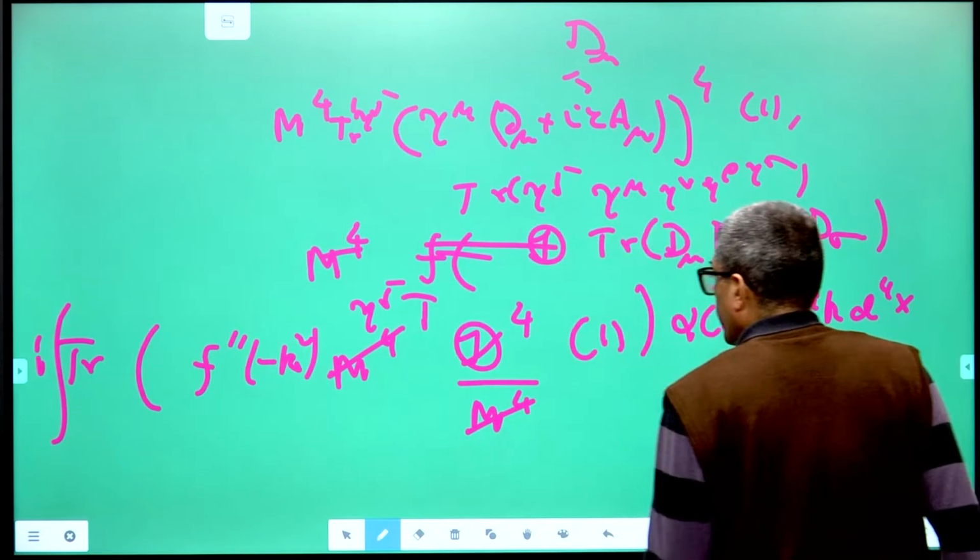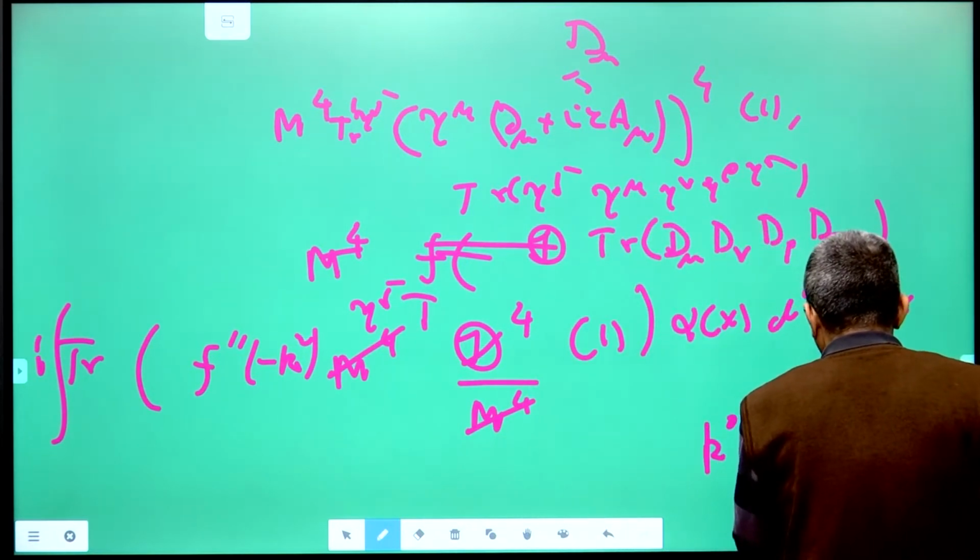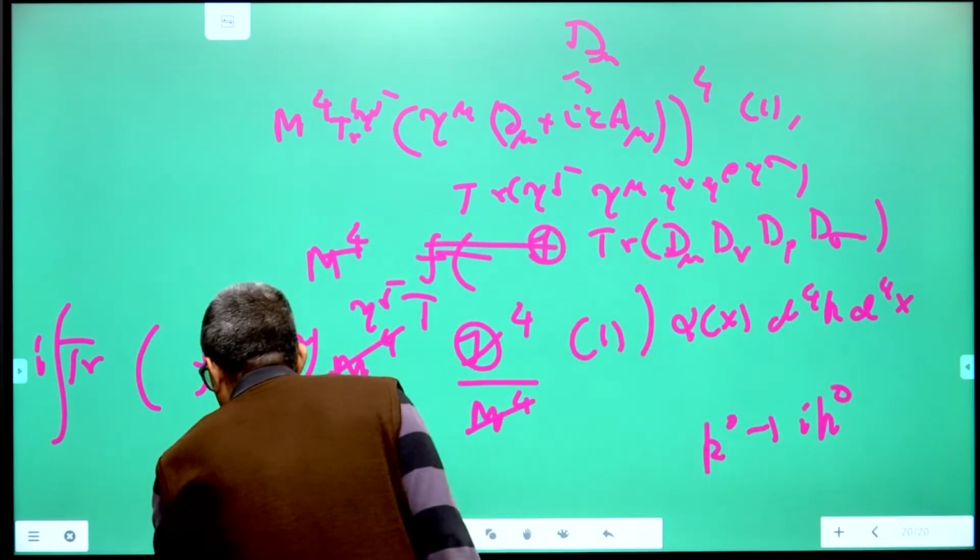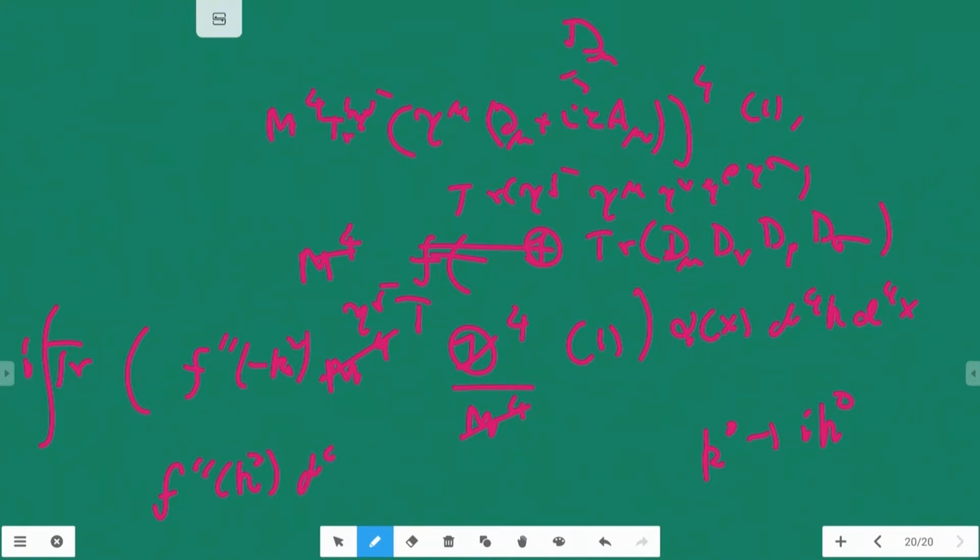So what does this evaluate to? If you make a change of the variable, k0 goes to I k0, so that it becomes a Euclidean integral, then the integral with respect to k square becomes f of k square into d4k over Euclidean space, which is f double dash of k square times a constant times k cube dk, which can be written as the integral of f double dash of s into ds, with k going from 0 to infinity. By integration by parts, this will be s times f dash, which goes to 0 from 0 to infinity, minus the integral of f dash s ds from 0 to infinity, which will be f dash of 0, which will be f of 0, which is 1.